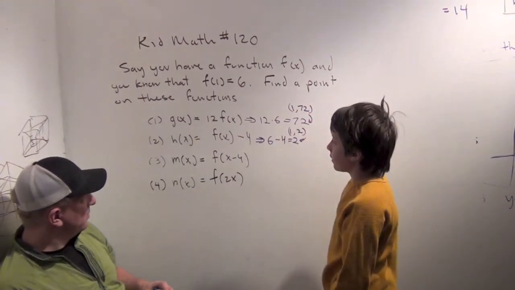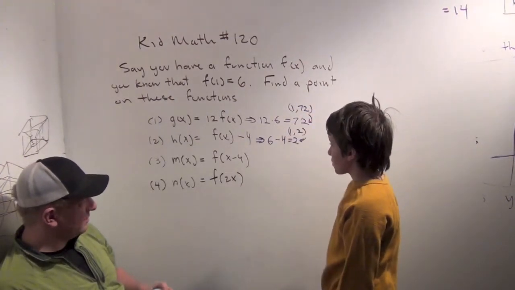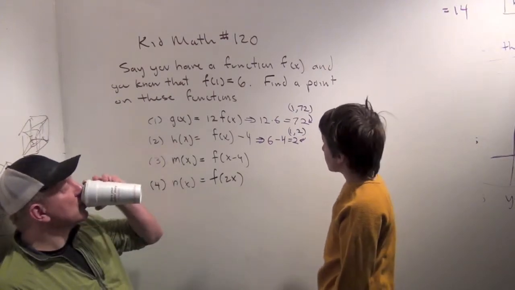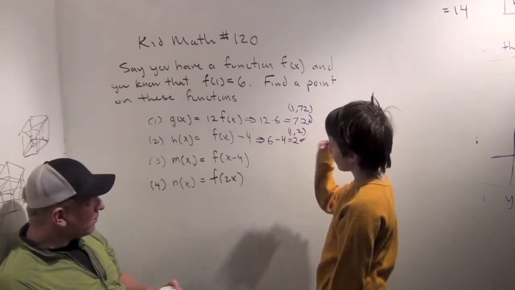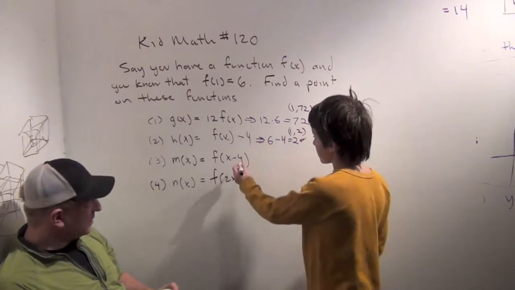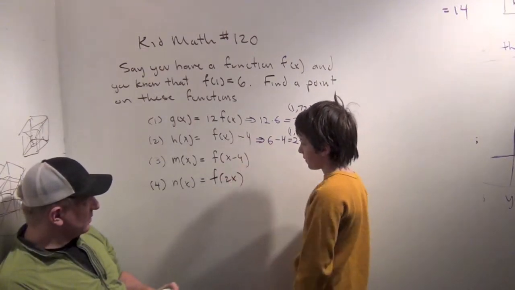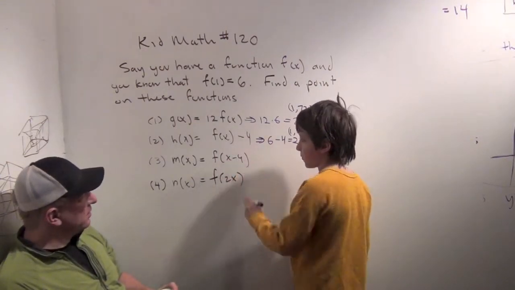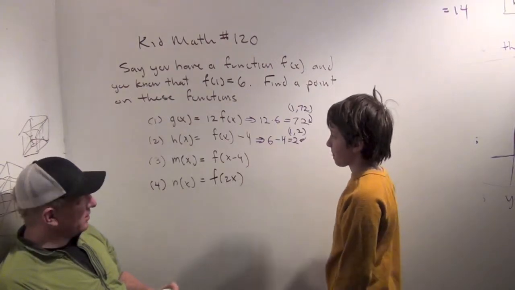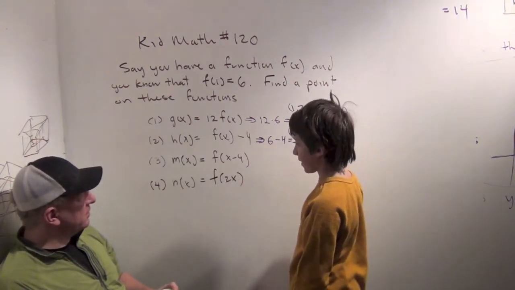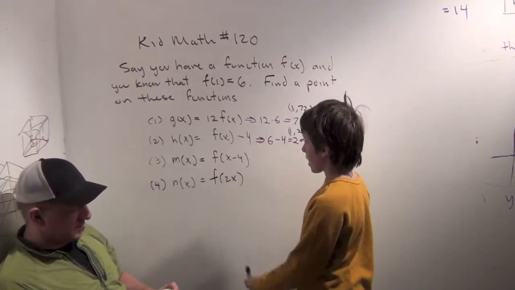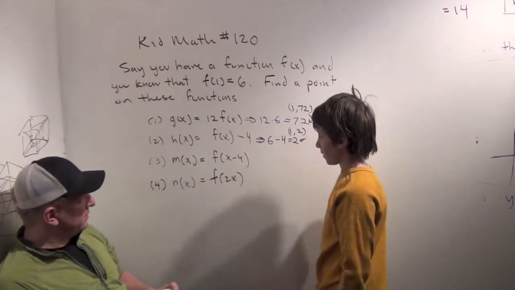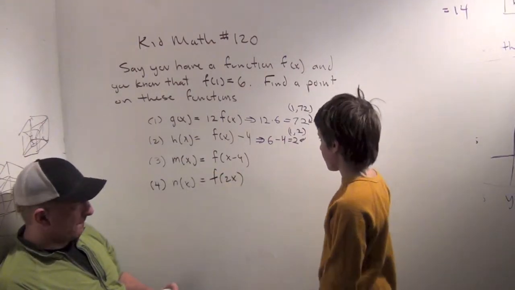Alright. What about m of x here? So it's f of x minus 4. We need this to equal 1. X minus 4 has to equal 1. So x minus 4 has to equal 1. X is 5. So we know m of 5 is 1. So our point is 5, 1.